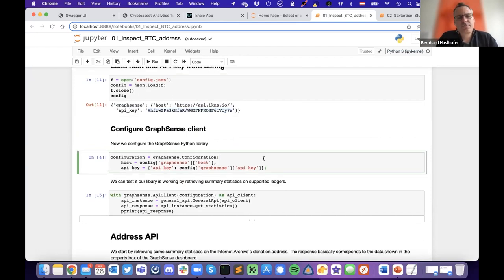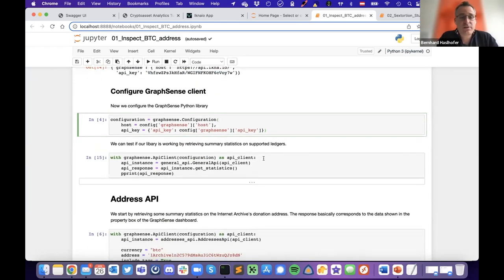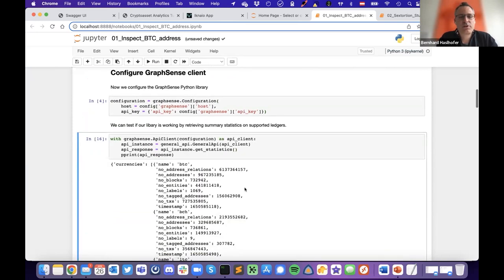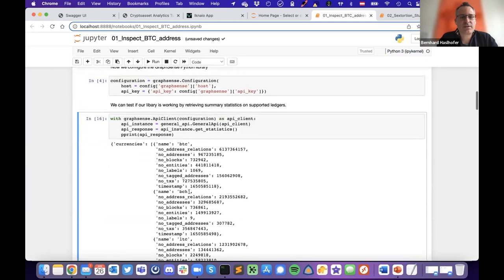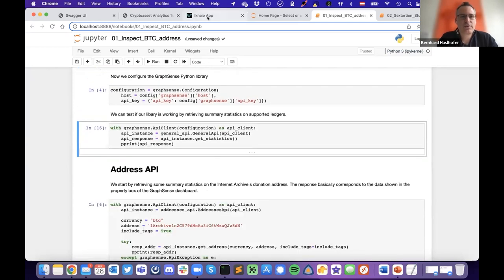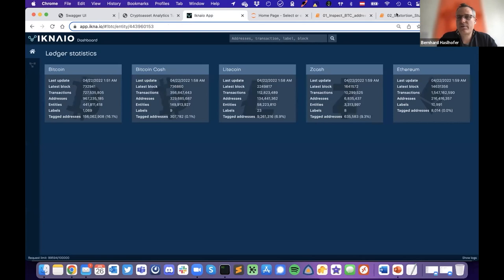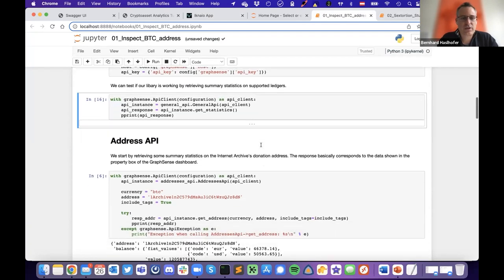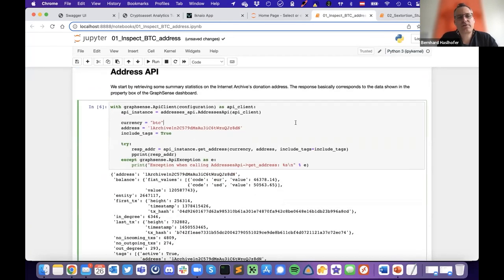Then you have to configure the CryptoAsset client, the Python library. So you have to tell it where the host is and what the API key is. And then you can test your connection by simply trying to get the summary statistics that's also shown on the Ignio landing page. So this is a good test case to see if your connection is working. And then you can use the address API to just query summary statistics for a single address. So I'm now querying basically all the summary statistics for the Internet Archive.